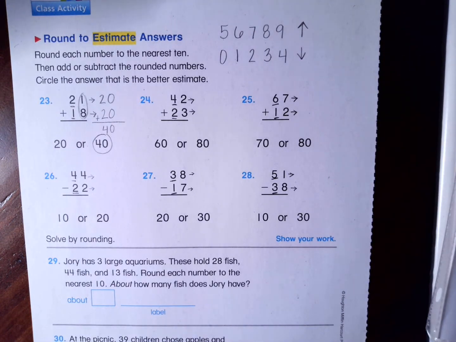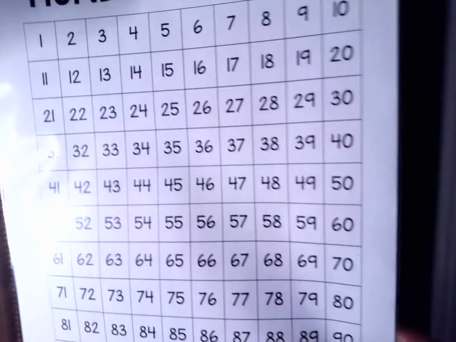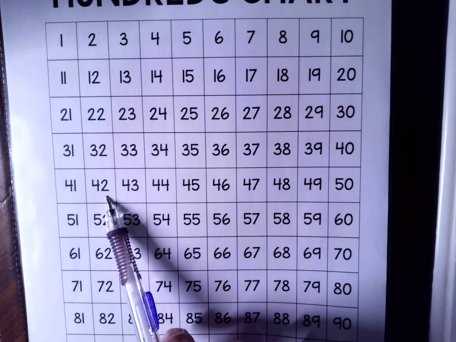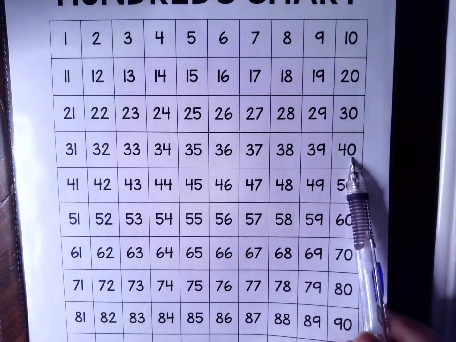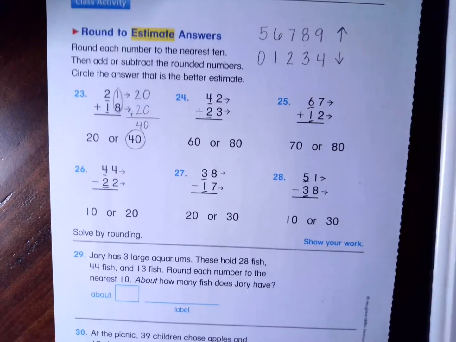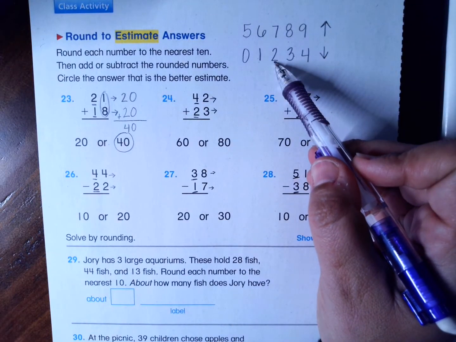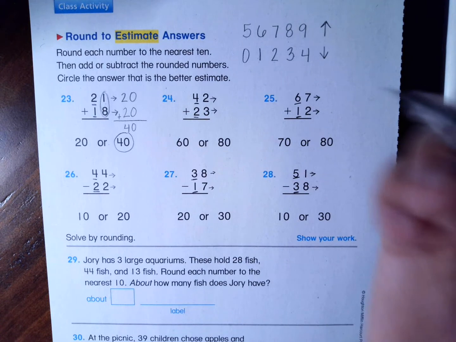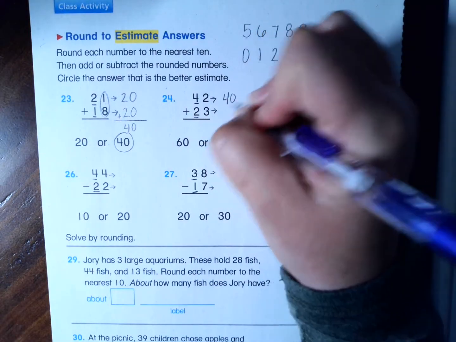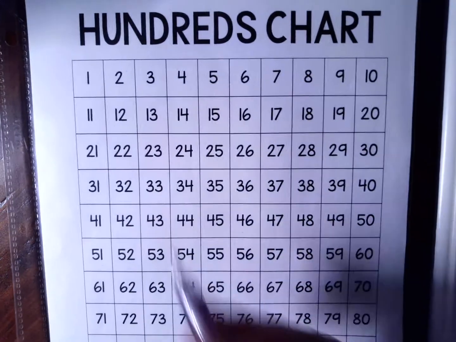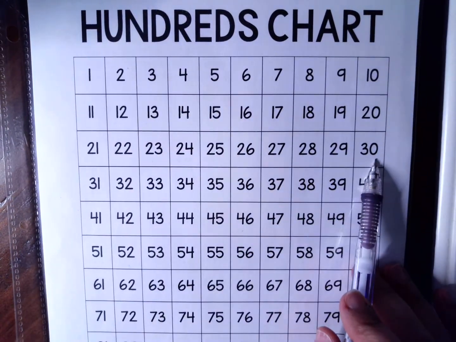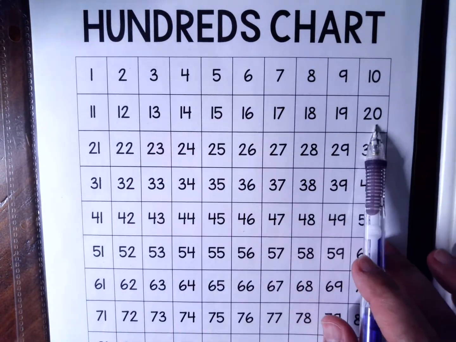Okay, number 24. Number 24, we have the number 42. So for 42, it's right here on my hundreds chart. If I go forward, that's 50. If I go backwards, that's 40. So with a 2, I'm going backwards, I'm going down. So I have 40 right here. And 23 is right here. If I go forwards, that's 30. If I go backwards, that's 20.